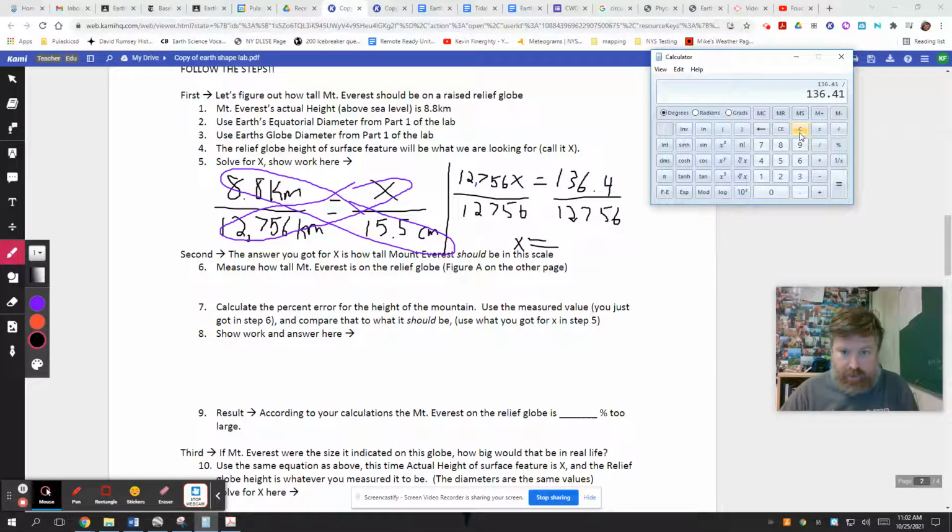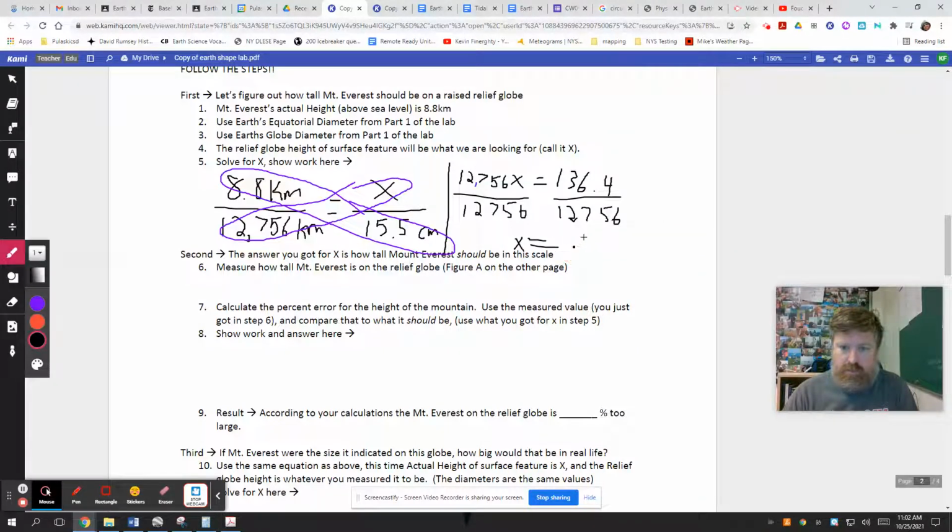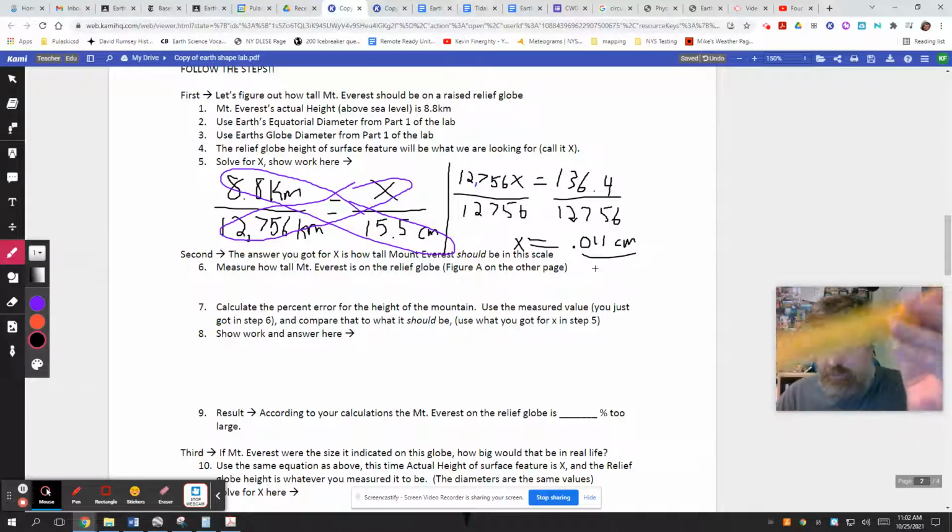Divided by 12,756 would be 0.011. We'll go with that. 0.011 centimeters tall. That's how tall it should be. That's a tenth of a millimeter. On a ruler, those little tiny lines are millimeters, and we're saying a tenth of those.